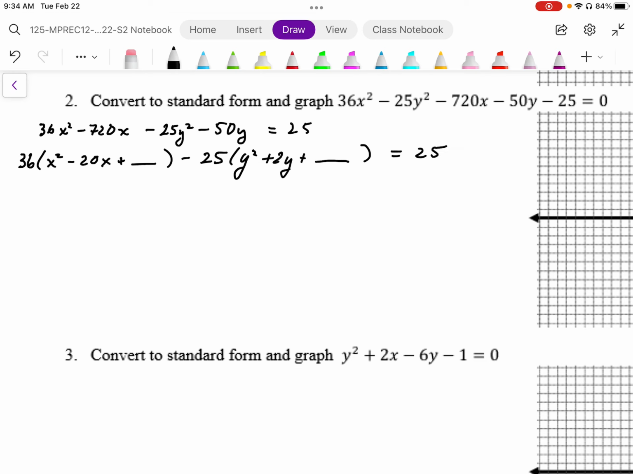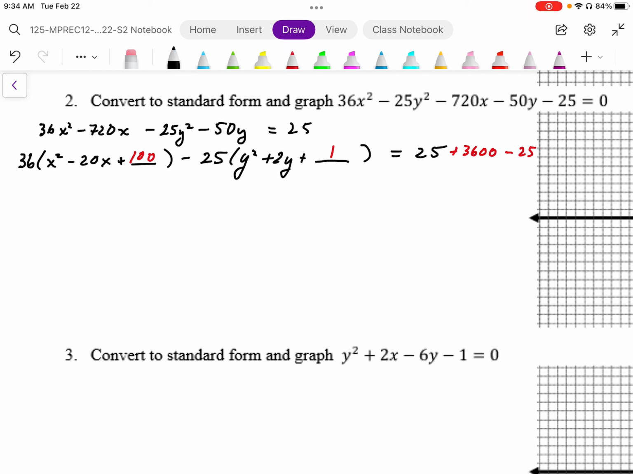So completing the square, I'm going to take half the middle and square. So I get 100, but I need to balance this equation. So I need to multiply 100 by 36 and then add it to the other side to balance it. Same thing with the y's. I'm going to complete the square and I'm going to balance it with negative 25 ones.